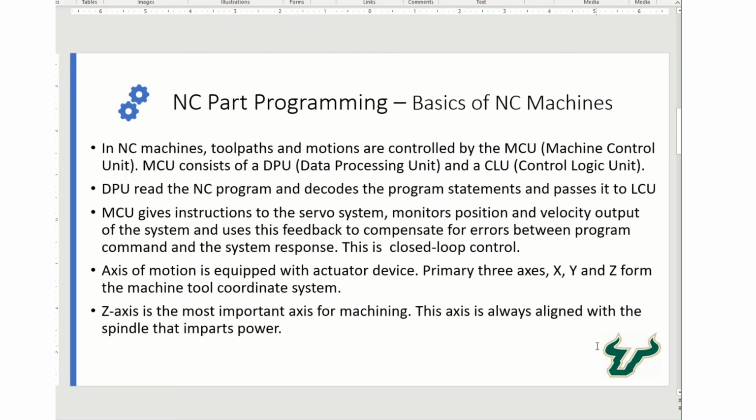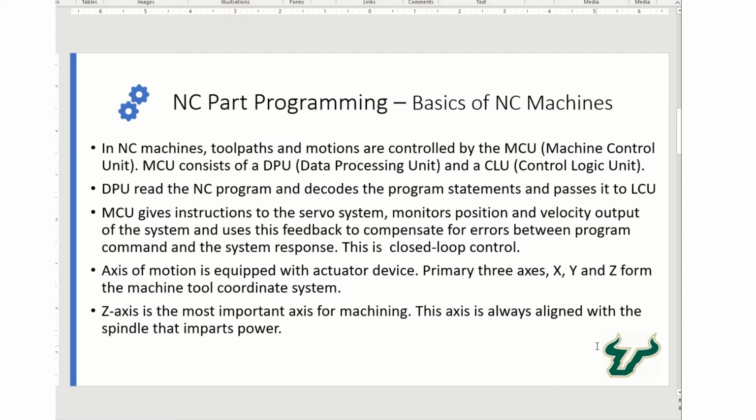All right, so in NC machines, the tool paths and the motions are controlled by the MCU, that is called the machine control unit. And the MCU consists of two parts. One is the data processing unit, DPU, and the other one is the CLU, which is the control logic unit. The DPU reads the NC program, decodes the program statements and passes them on to the CLU.